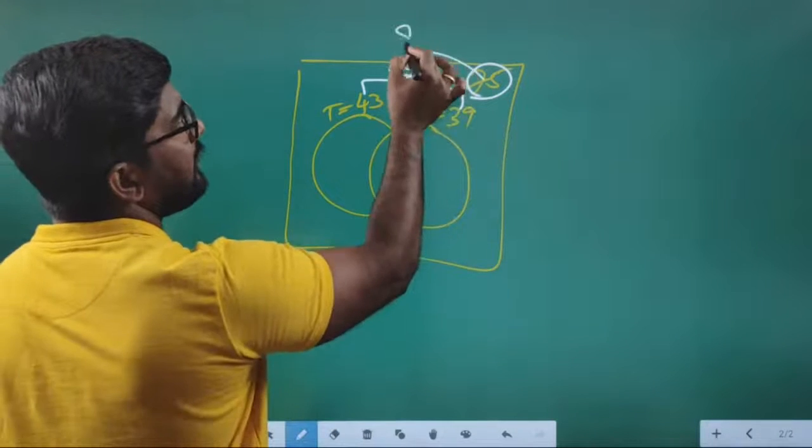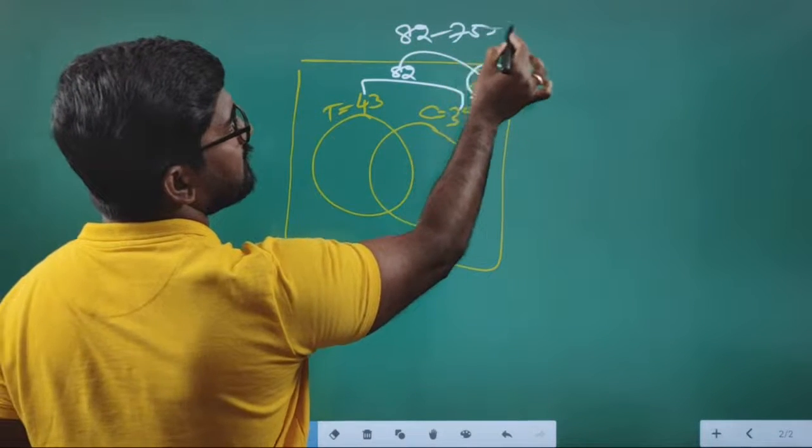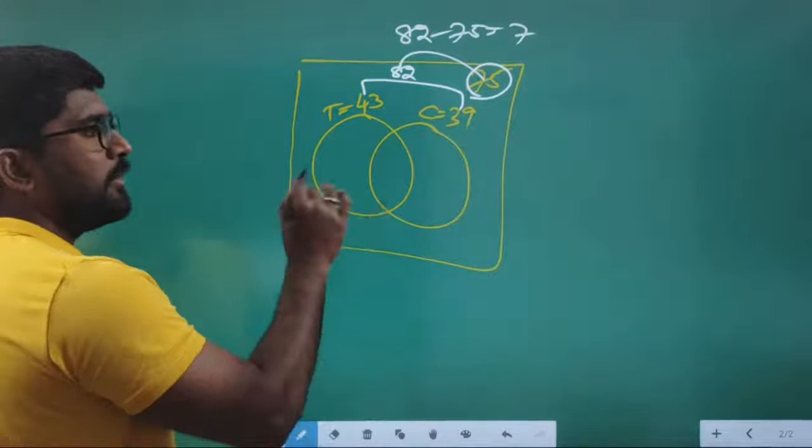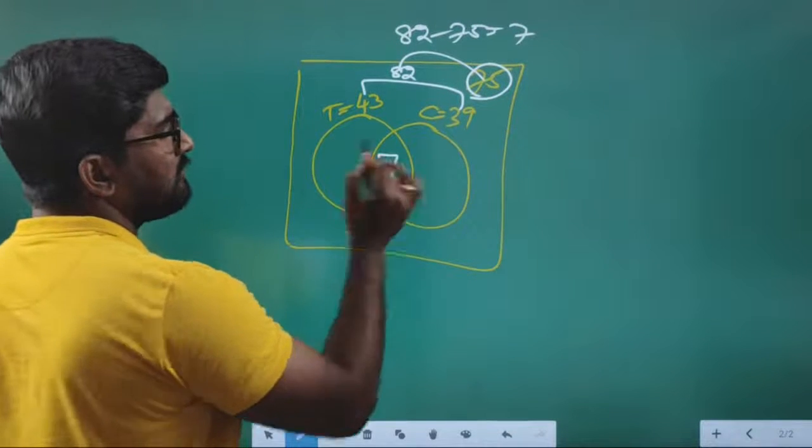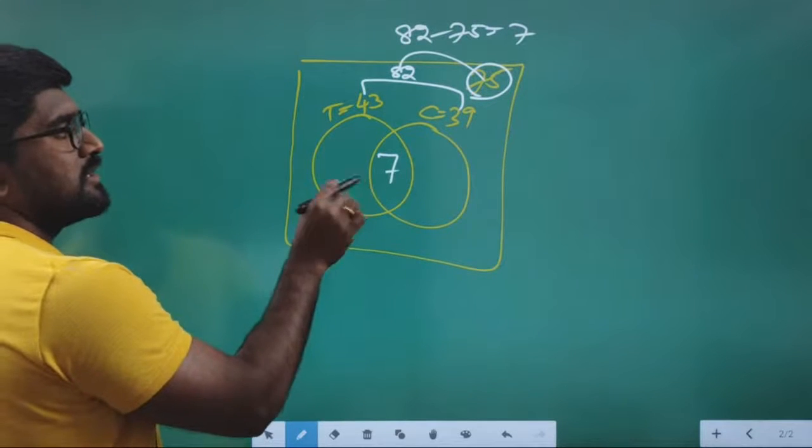That extra 82 minus 75, that 7, are repeated in both the circles. They are there in both circles. So that is the intersection part, which is 7. So these 7 students take tea as well as coffee.